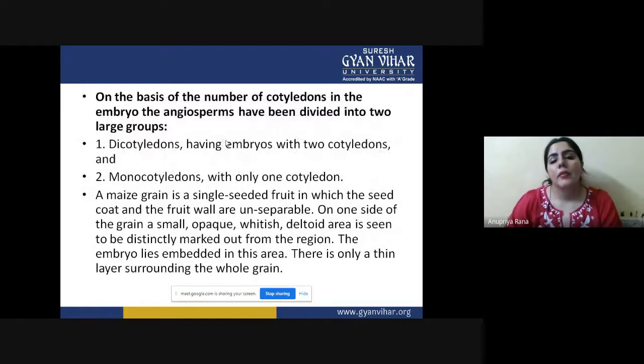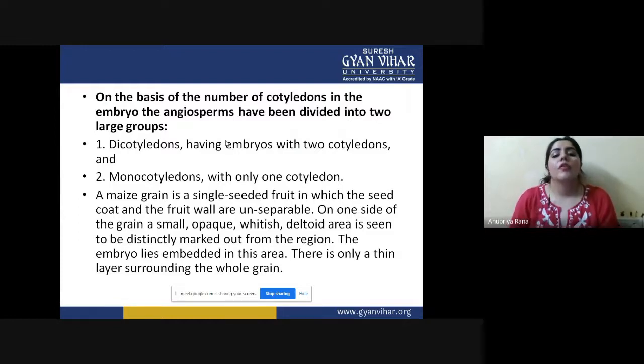Now, on the basis of the number of cotyledons in the embryo, the angiosperms have been divided into two large groups. The one is dicotyledon and the second one is monocotyledon. As the name suggests, di means two. If the embryo has two cotyledons, it will be called a dicotyledon. If the embryo has only one cotyledon, it will be known as a monocotyledon.